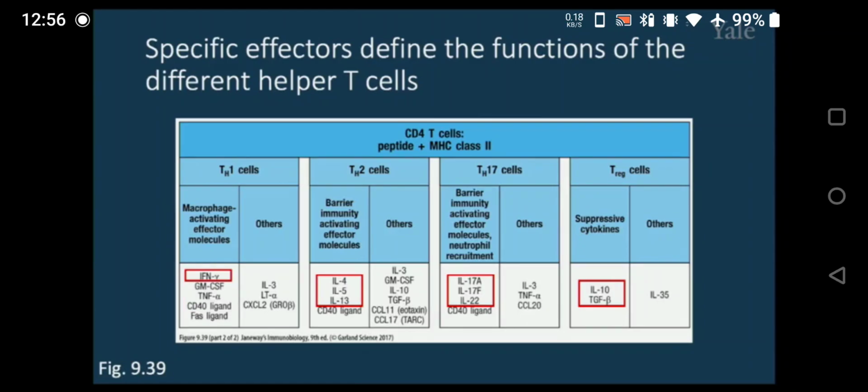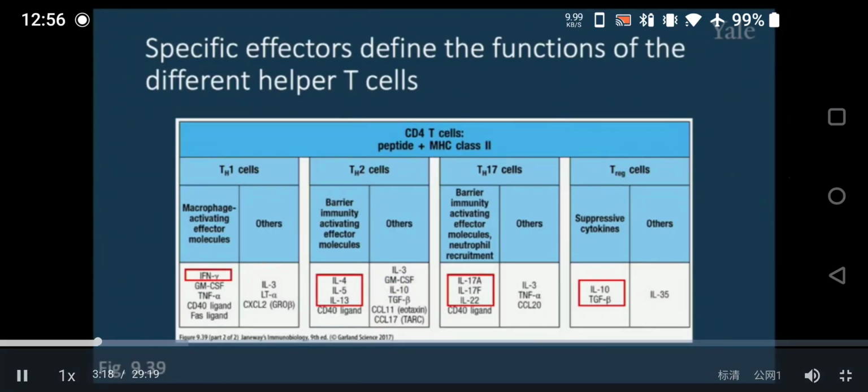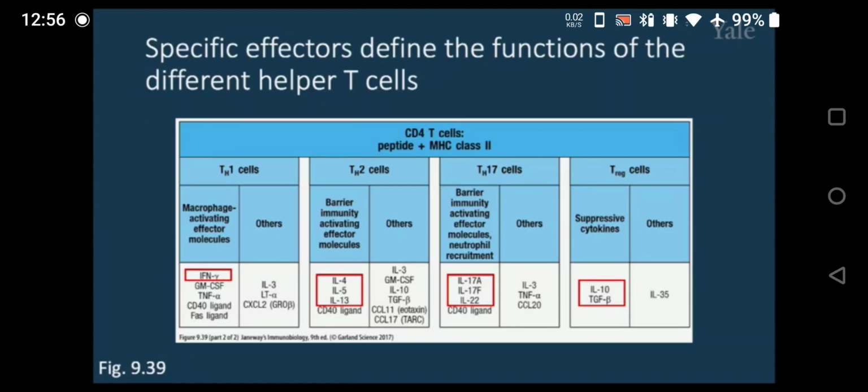So Th1 cells actually secrete a lot of macrophage-activating effector molecules. These are all different types of cytokines or ligands. This includes interferon gamma, which we talked about earlier, GM-CSF, TNF-alpha, CD40 ligand, and Fas ligand. GM-CSF is important for the activation and proliferation of granulocytes. TNF-alpha is another inflammatory cytokine similar to interferon gamma. CD40 ligand, as you may remember from earlier, helps activate lymphocytes. And Fas ligand is involved in the apoptotic response of macrophages.